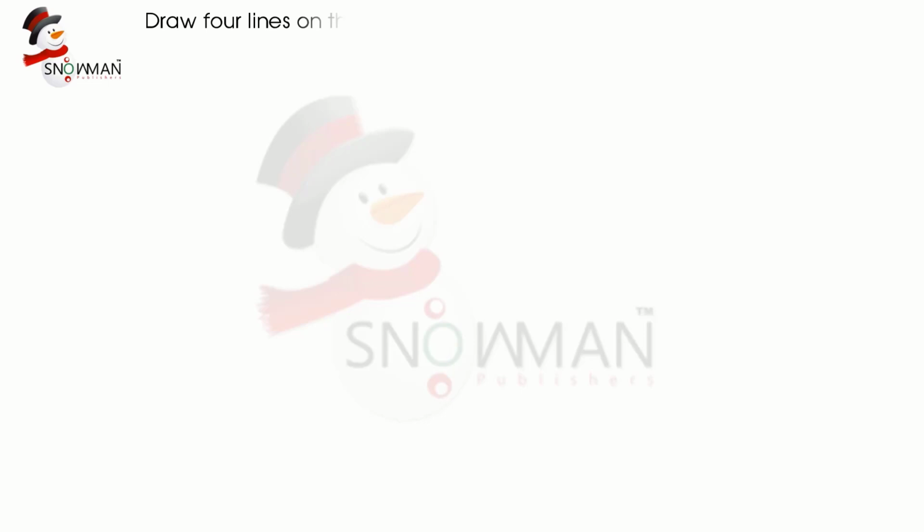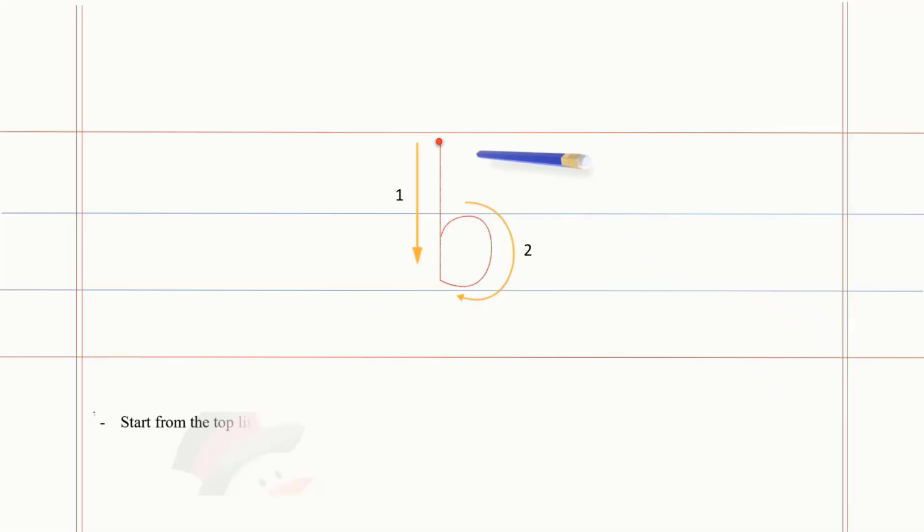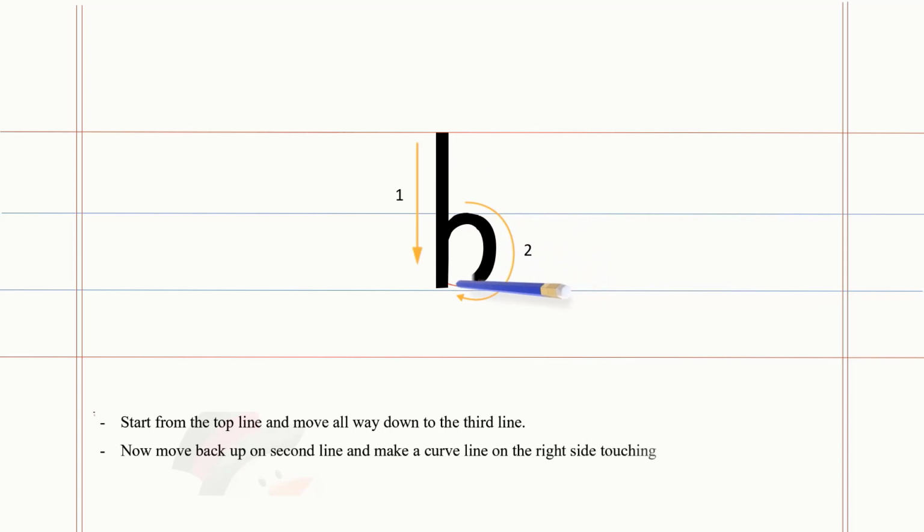Draw 4 lines on the writing board. Write the letter B on the first 3 lines and give instructions. Start from the top line and move all the way down to the third line. Now move back up on second line and make a curved line on the right side, touching the bottom line inwards.